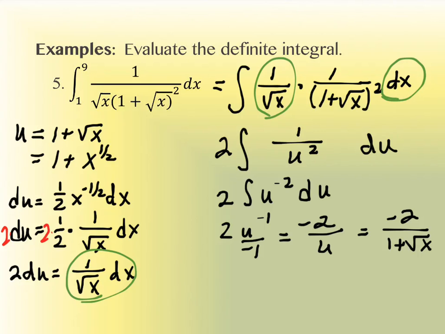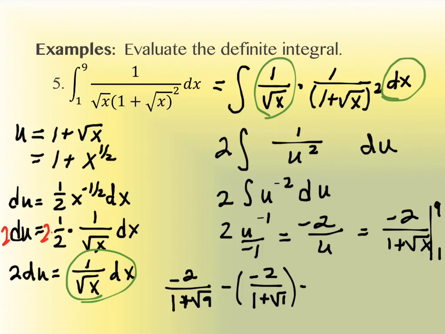Now that the problem is back in x's, we can plug in the 9 and the 1. Yes. So we've got things back in terms of x. I can evaluate negative 2 at 9 and 1. So I have negative 2 over 1 plus the square root of 9, minus negative 2 over 1 plus the square root of 1. Okay then, so what's the square root of 9? 3. 3 plus 1 is 4, so this is negative 2 over 4, which is negative 1/2.